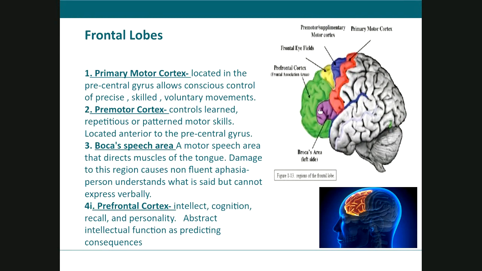The prefrontal cortex here is where we have our intellect, our cognition, personality, intellectual functioning, and predicting consequences. Often our laws understand that teenagers do not have a completely mature prefrontal cortex. It generally matures around our mid-20s, a little before then. So therefore, teenagers are not always good about predicting consequences.